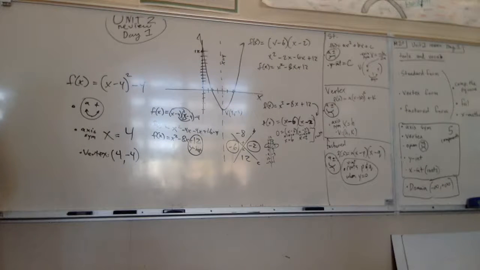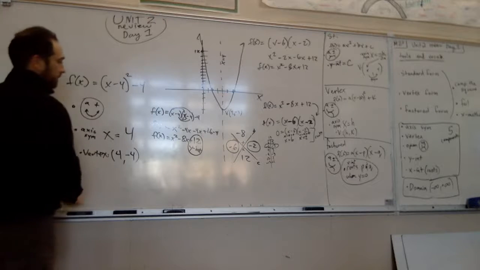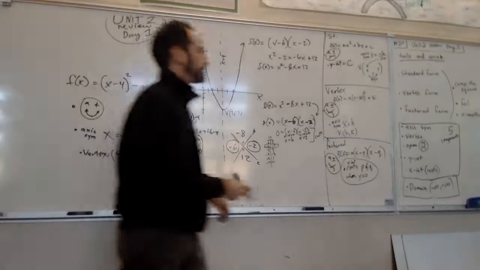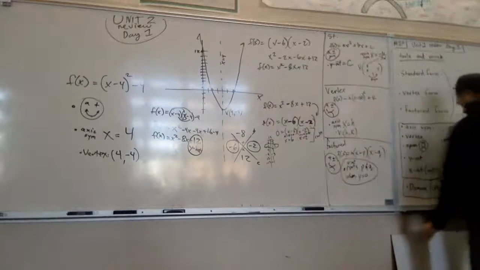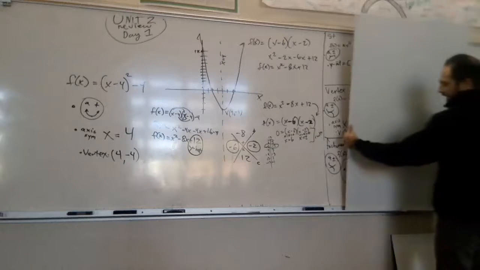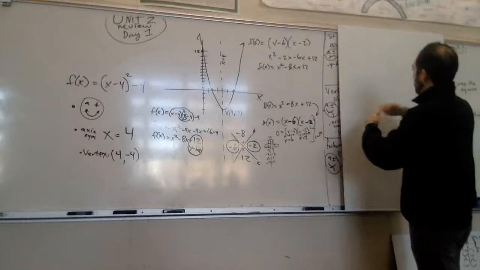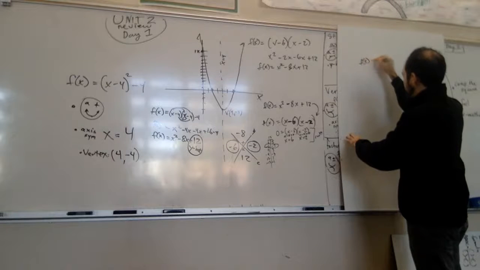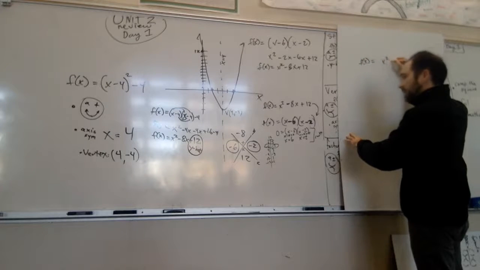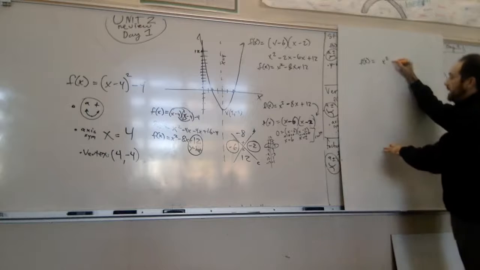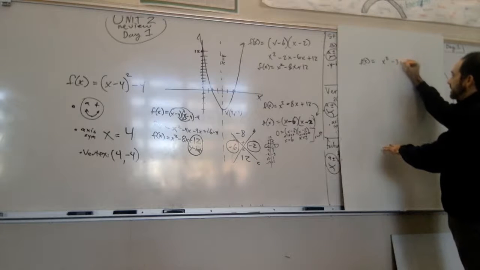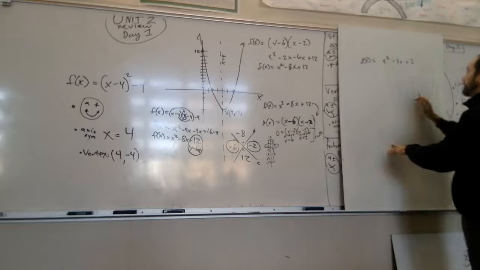Okay, so I heard a request just to go from. So that's enough for this problem. So let's try to go from, let's just factor this. Let's see, f of x is equal to x squared minus 3x plus 2. All right.